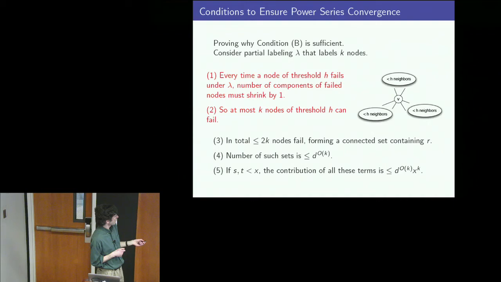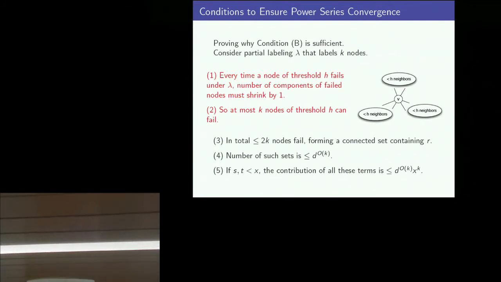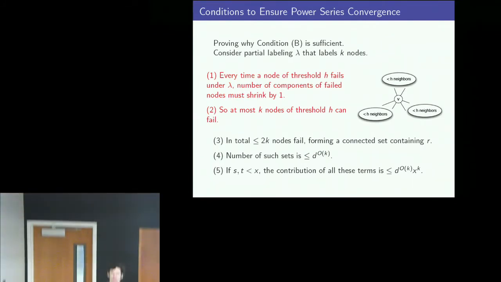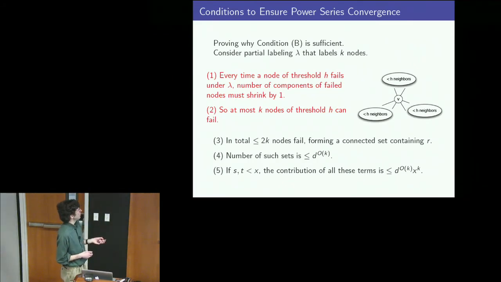If s and t are less than x, the contribution of these terms is d to the order k times x to the k. And now by making x small enough compared to d, I can actually get that thing to converge to something as small as I want. Okay? And you can do this for the other one, right?